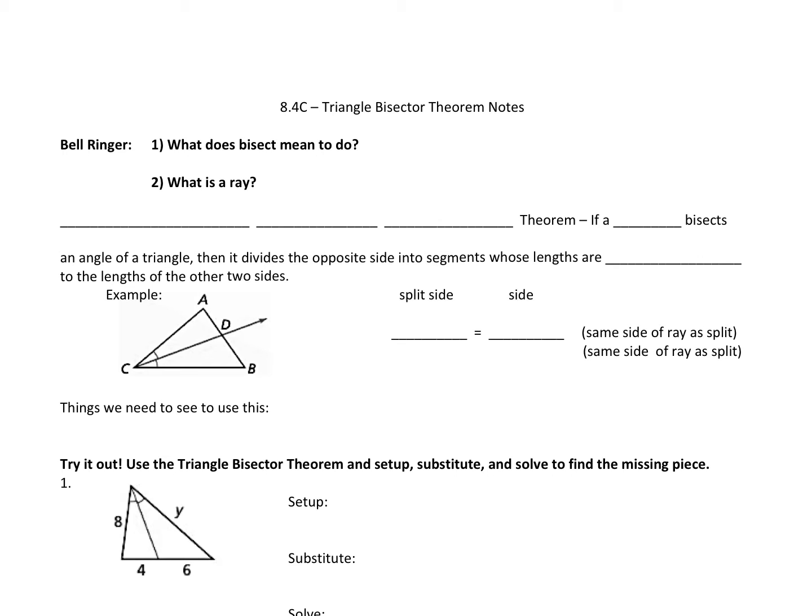8.4c, let's start with a quick review. What does bisect mean to do? When you bisect a thing, we cut it into two equal halves.